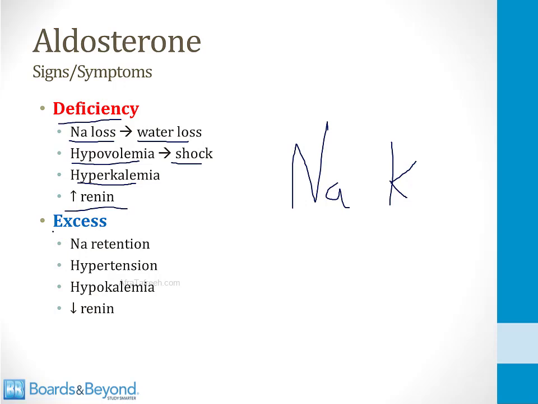When there is aldosterone excess in a congenital adrenal hyperplasia syndrome, the signs and symptoms are the opposite. So there's sodium retention by the kidneys, and this leads to hypertension. In addition, there is hypokalemia from potassium loss, and then renin levels will be low because the kidneys are trying to correct the aldosterone excess, but they cannot.